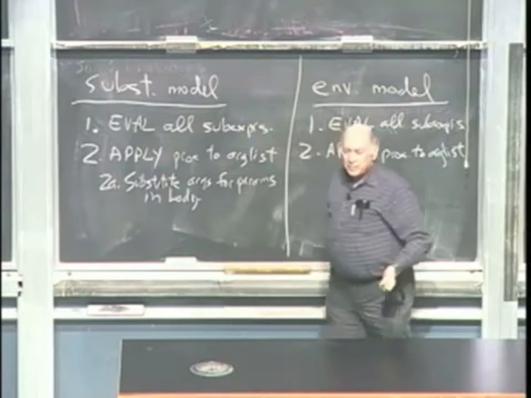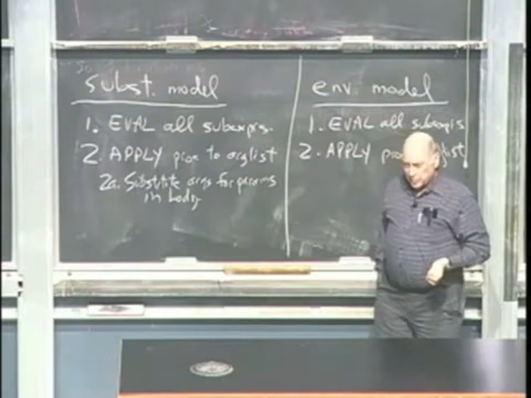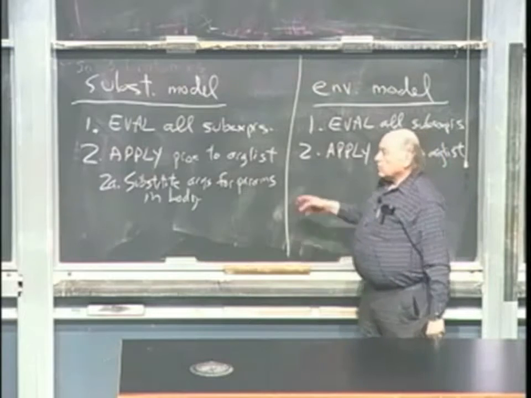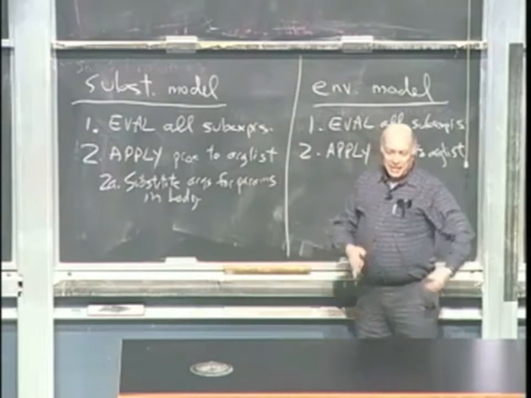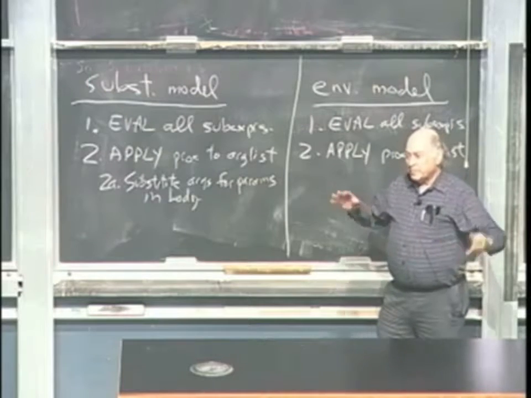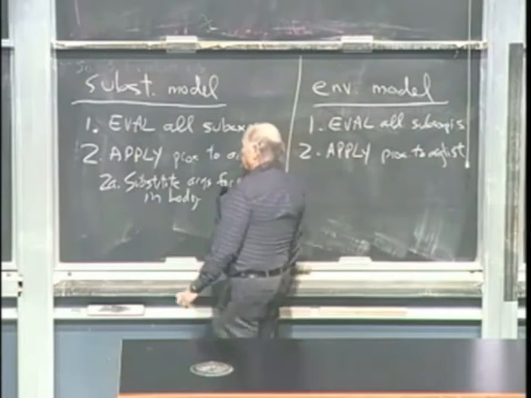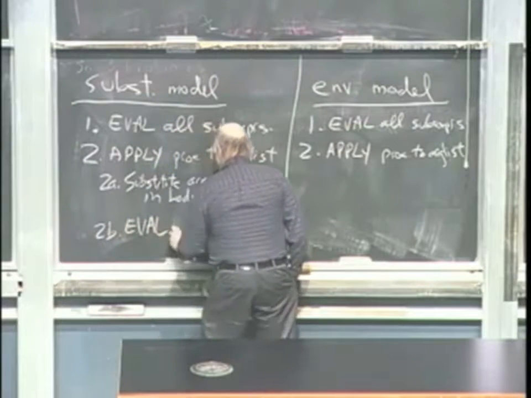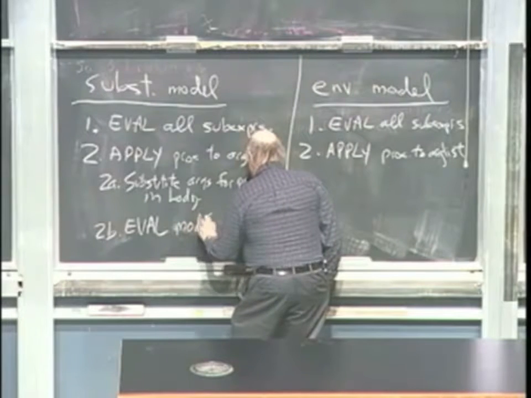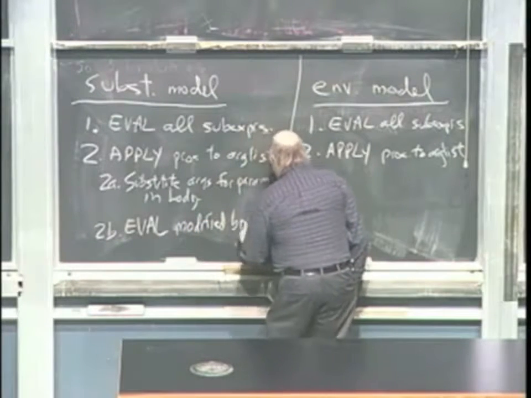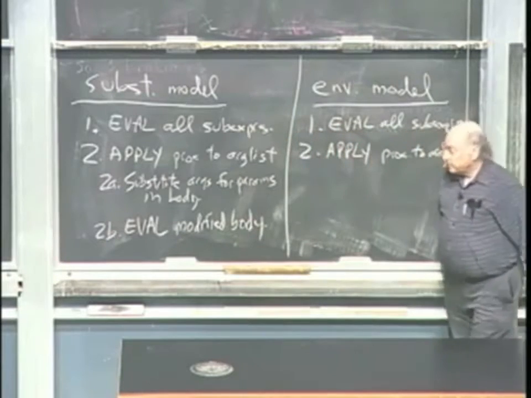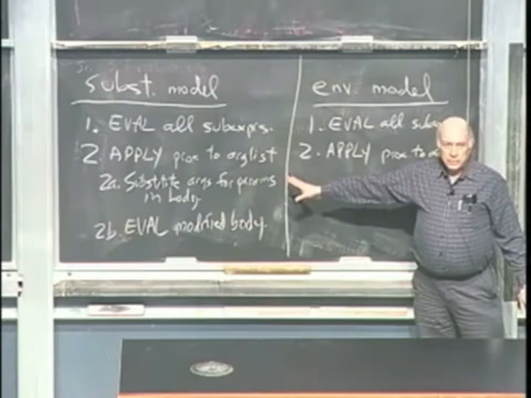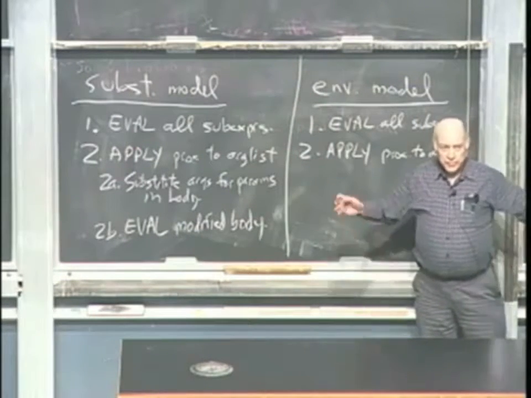Right? So we take the body of the procedure, which is an expression or a bunch of expressions, and we turn that into a new version of the body in which all the formal parameters have been replaced with values. So now we don't have any variables for the formal parameters anymore. And then eval the modified body. Okay? So that's the substitution model. Everybody clear about this? Questions? This you've known forever, since week 1.